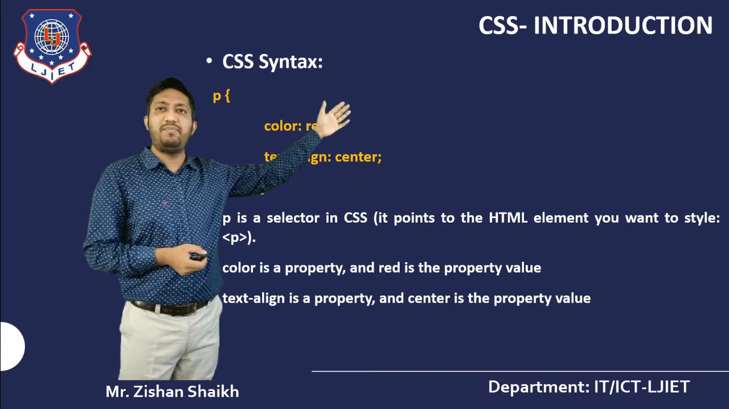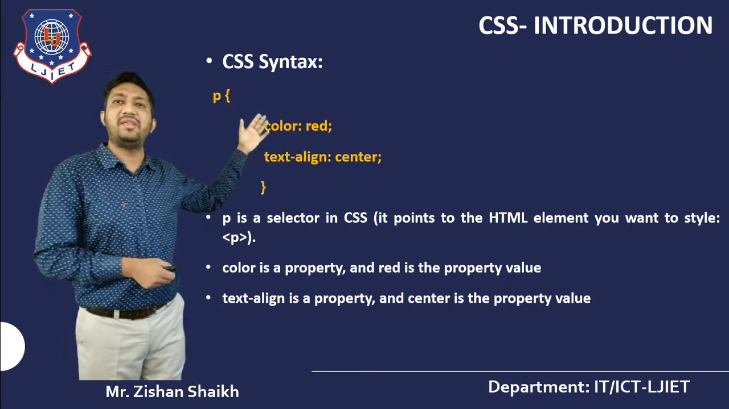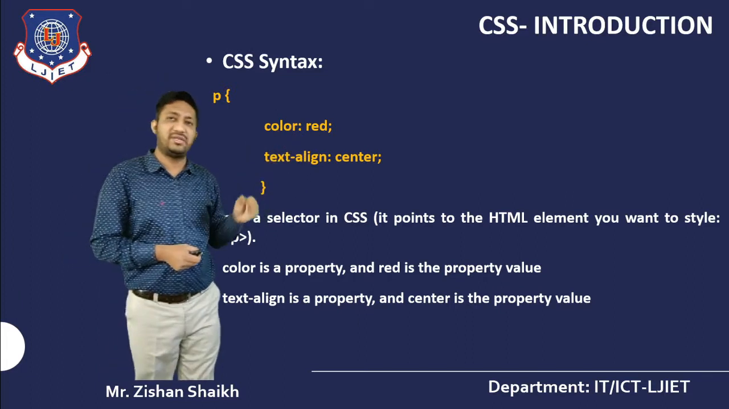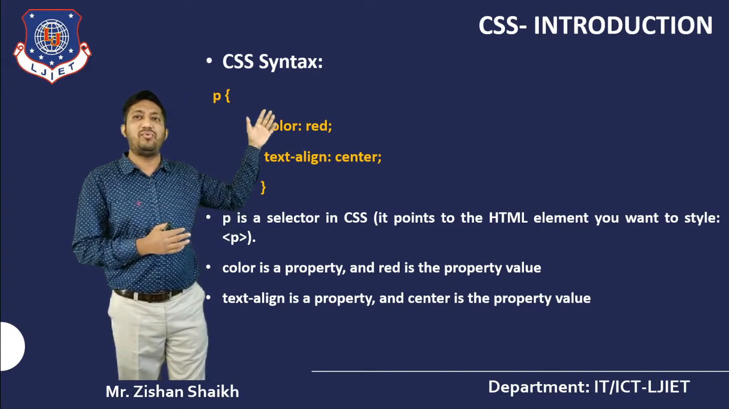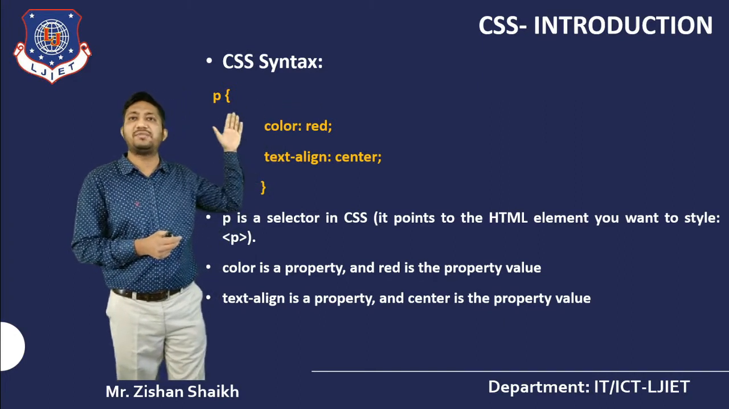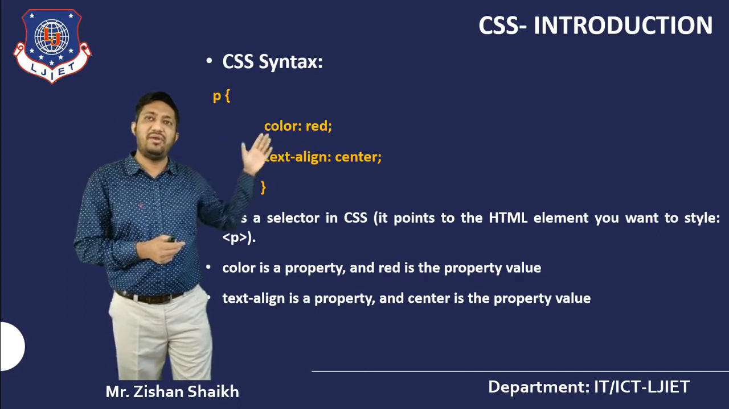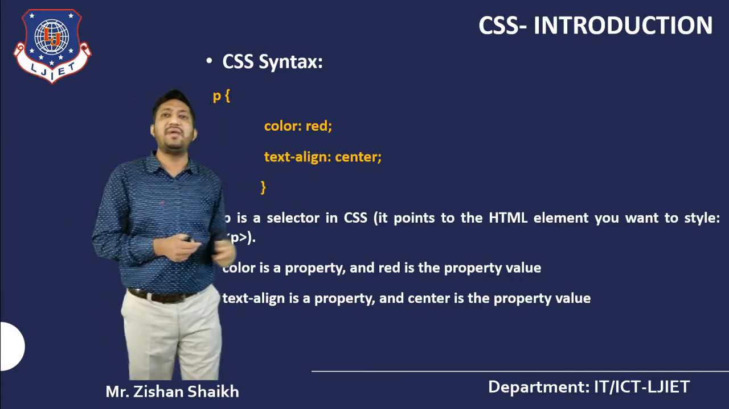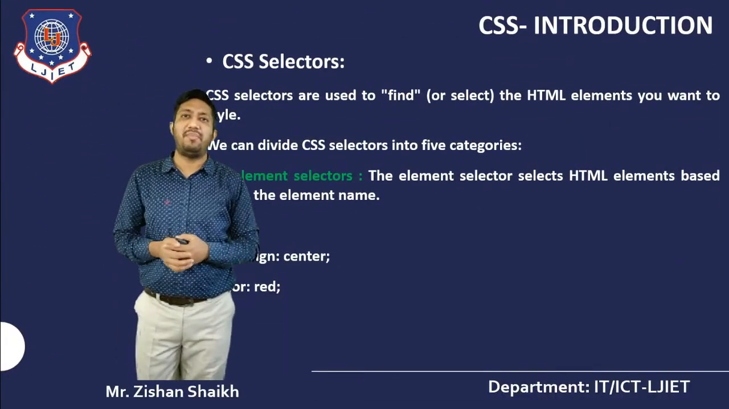Here we have one key element, that is the paragraph tag. In that paragraph tag we have to assign the properties color and text align. If you want to apply this, then we write it like this. P is my selector here. Now color is my property and red is my value. In the same way my property here is text align and the value is center. So this is the syntax of CSS and how we can apply it.